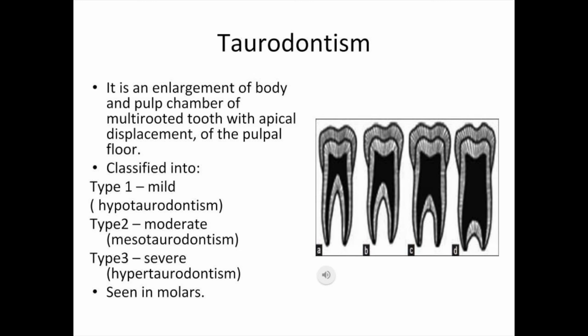Taurodontism. It is an enlargement of body and pulp chamber of multi-rooted tooth with apical displacement of the pulpal floor. It is classified into three types. Type 1 is mild. It is also called hypotaurodontism. Type 2 moderate. It is also called mesotaurodontism. Type 3 severe, hypertaurodontism, seen mostly in molars.